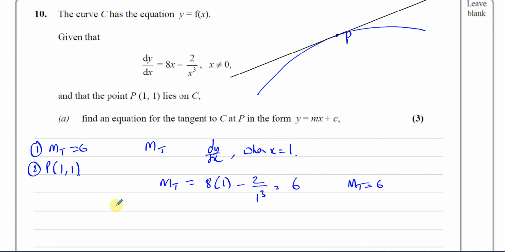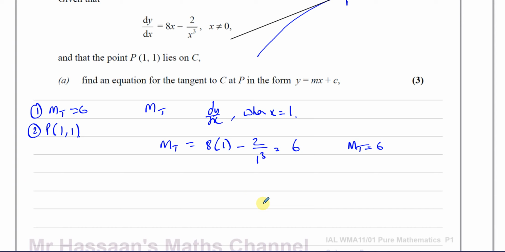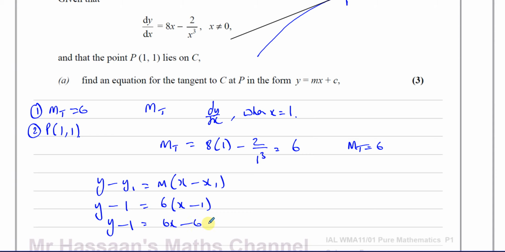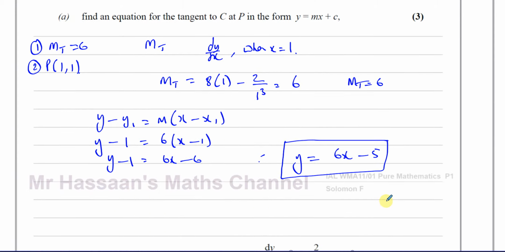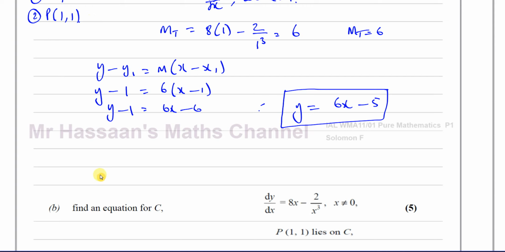So with that information, we can find the equation of the tangent. We can use our formula y minus y1 equals m times x minus x1. So y minus 1 equals the gradient 6 times x minus 1. So you have y minus 1 equals 6x minus 6. Therefore, y is equal to, you add 1 to both sides, 6x minus 5. That is the equation of the tangent to the curve at the point P in the form y equals mx plus c. Pretty simple question there.